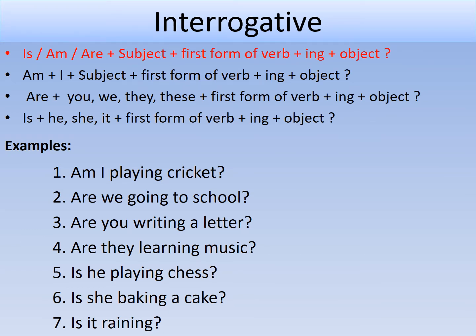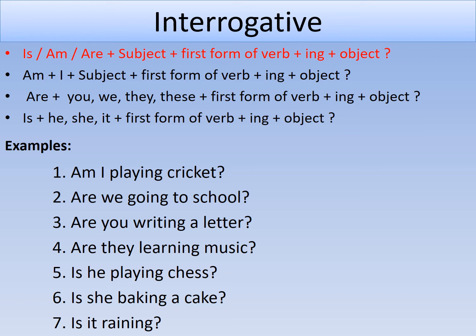Now let us see how to change the same statement into interrogative statement. So here the rules are is, am or are plus subject plus first form of verb plus ing plus object, and of course in the end we will put a question mark. So for the subject I we use am plus I plus first form of verb plus ing plus object, then question mark.